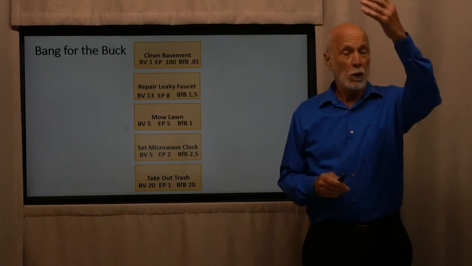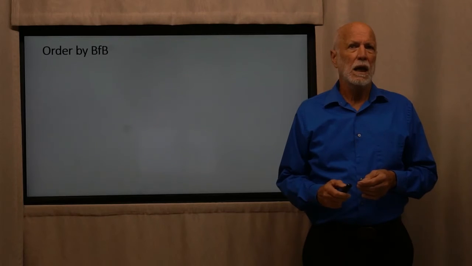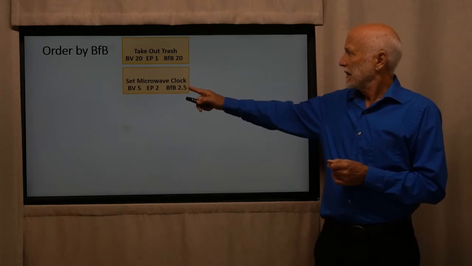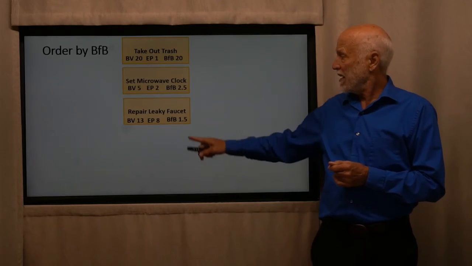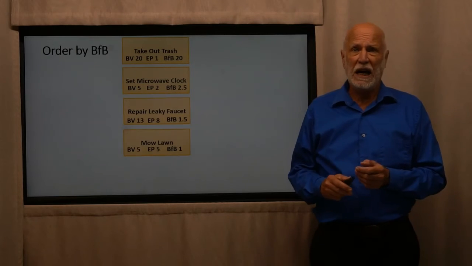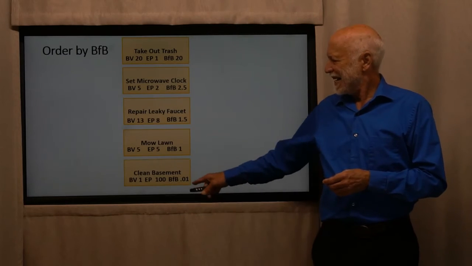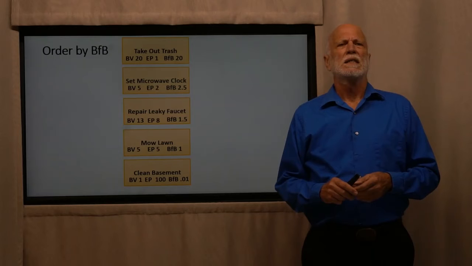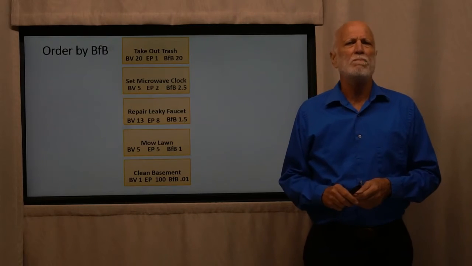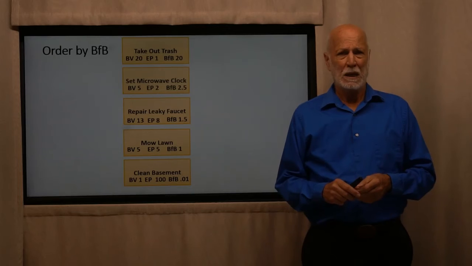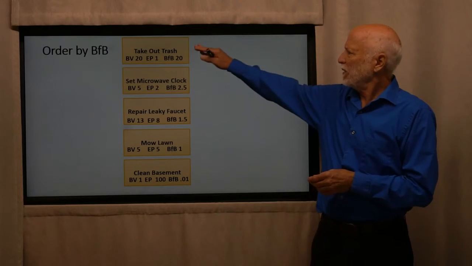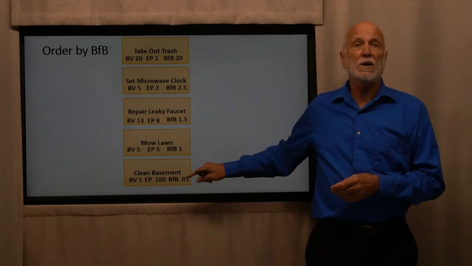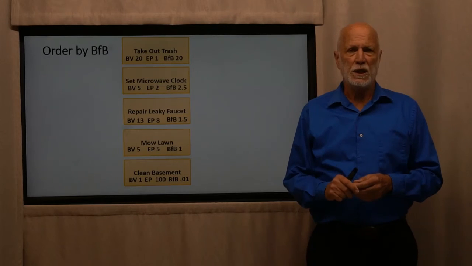And now we arrange them in BFB sequence. Taking out the trash, BFB of 20. Setting the microwave clock, 2.5. Repairing leaking faucets, 1.5. Mowing the lawn, 1. And cleaning the basement, 0.01. We have just scientifically and mathematically proven why basements do not get clean. There is the highest probability that once we've done these sorts of things, there will be many more things that will come in with a much higher bang for the buck than 0.01.